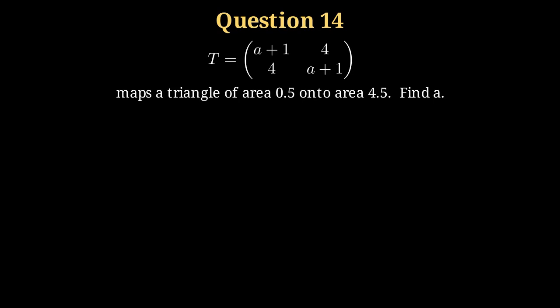A transformation matrix T maps a triangle of area 0.5 square units onto a triangle of area 4.5 square units. We need the possible values of A. The key rule is this.